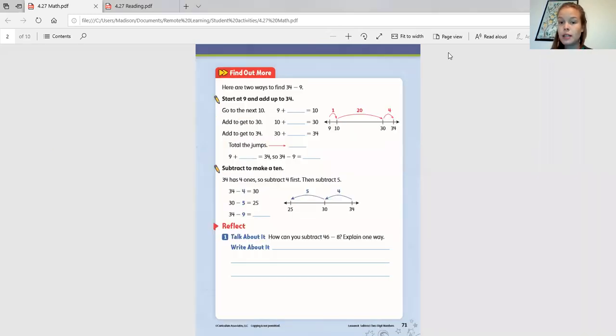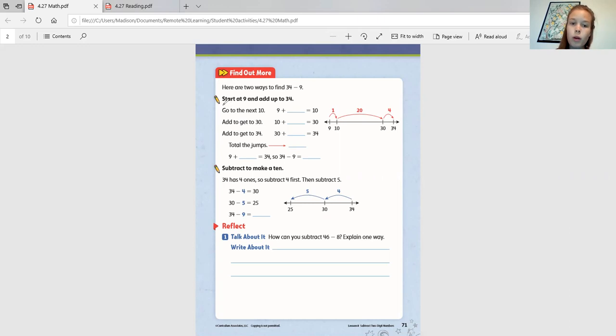Okay, so on the previous page, we were subtracting using our unit cubes, so our manipulatives and our drawings. And now we're going to find out 2 different ways that we can also do subtraction. So remember, there's lots of ways that we can solve problems. We have to figure out what works best for the problem we're doing or what works best for you.